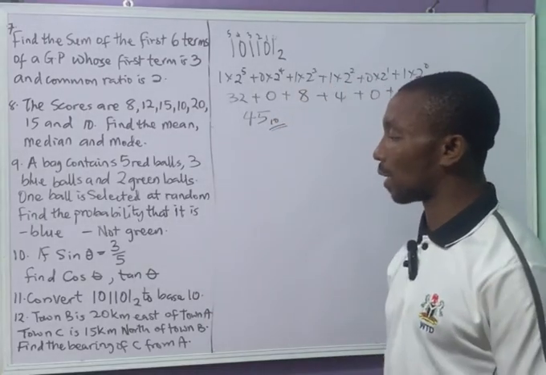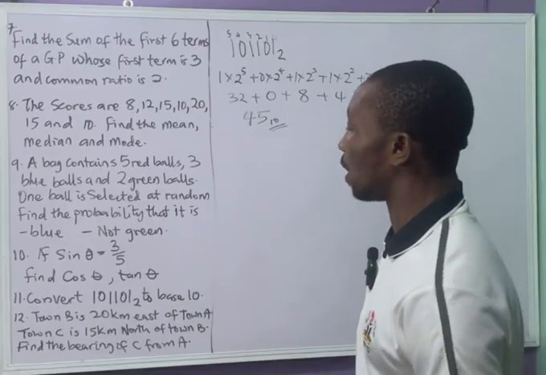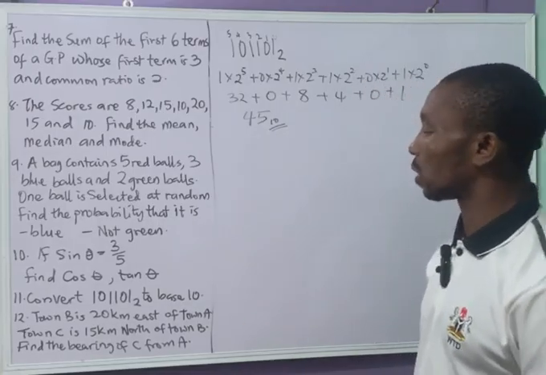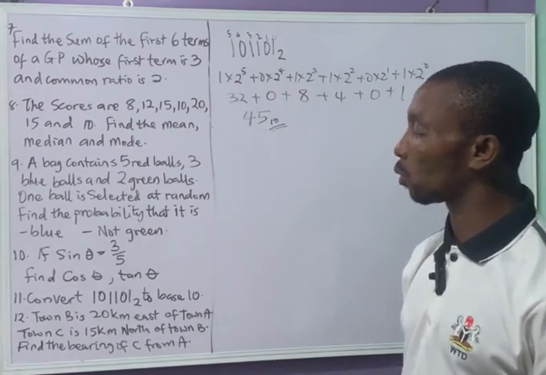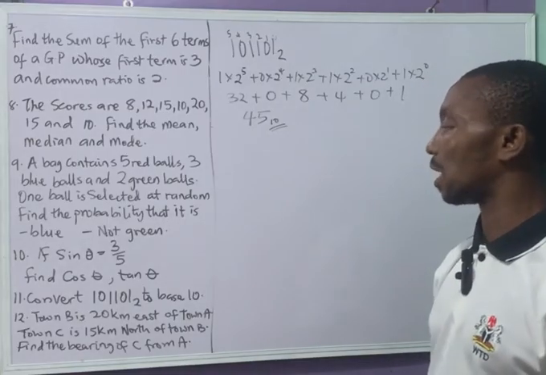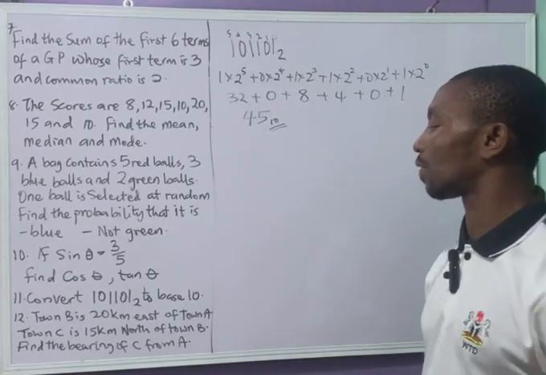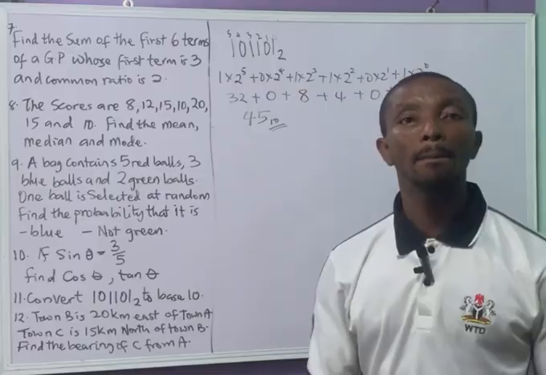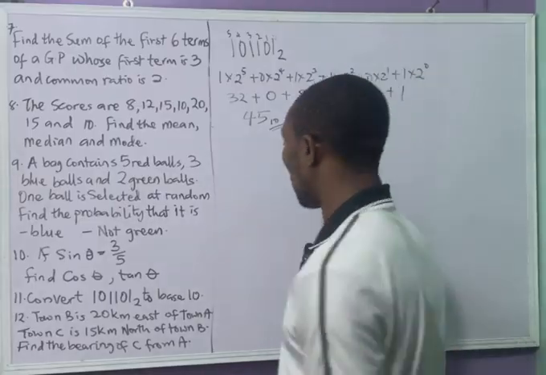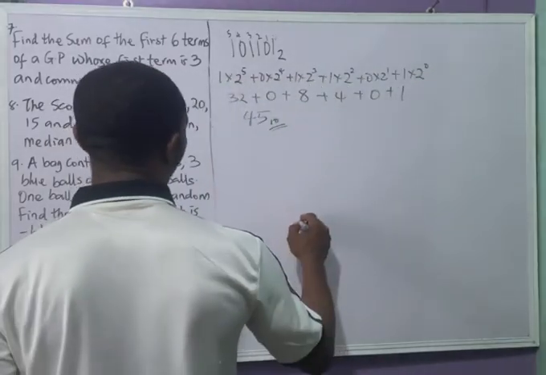Now, to our final question for today, it says, a town B is 20 kilometers east of town A. This is a bearing question. And town C is 15 kilometers north of town B. Find the bearing of C from A. Okay, now let's diagramize it. We have town A.